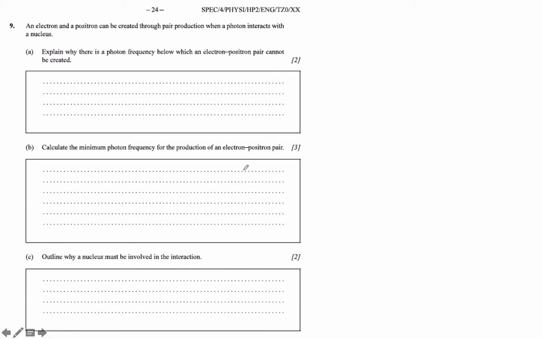All right. An electron and positron can be created through pair production when a photon interacts with a nucleus. So here's our photon, and here's this nucleus. It'll create an e minus and an e plus.